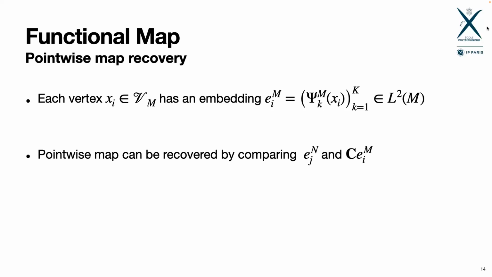Capital K means I truncated the basis to K. So depending on the size of the functional map, the functional map is K by K. It doesn't have to be, but the higher the K, the more precise you become, even on the correspondences that you get eventually.